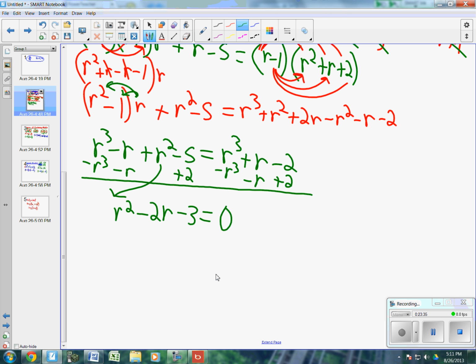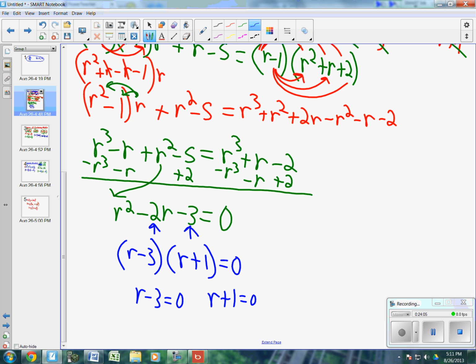I'm looking for the two numbers, just like we practiced a little bit ago, that when you multiply together, you get that negative 3, and when you add together, you get that negative 2. So I know that negative 3 times a positive 1 is negative 3, and when you add negative 3 and positive 1, you get negative 2. So this factors to be r minus 3 times r plus 1 equals 0. You set each factor equal to 0, and add 3 to get r equals 3, minus 1 to get r equals negative 1. And those are my two solutions.